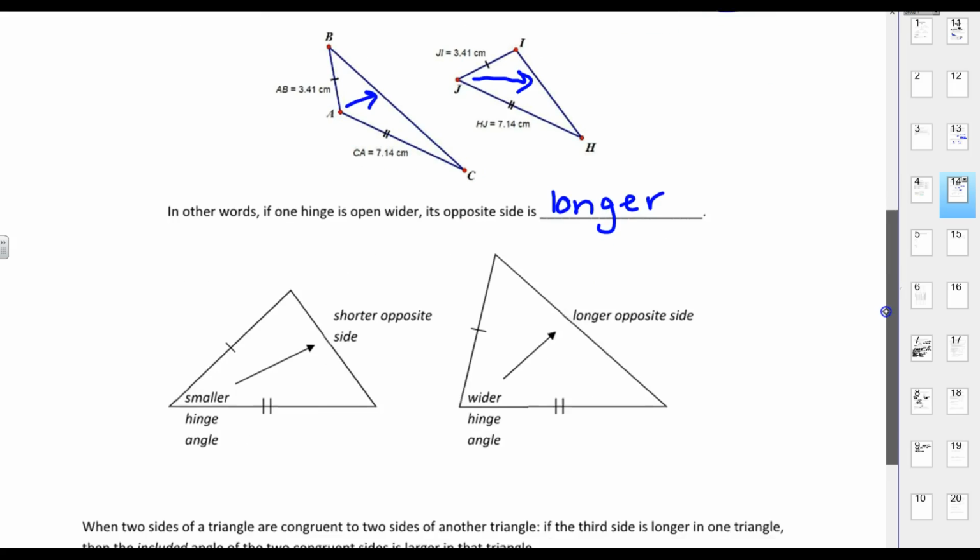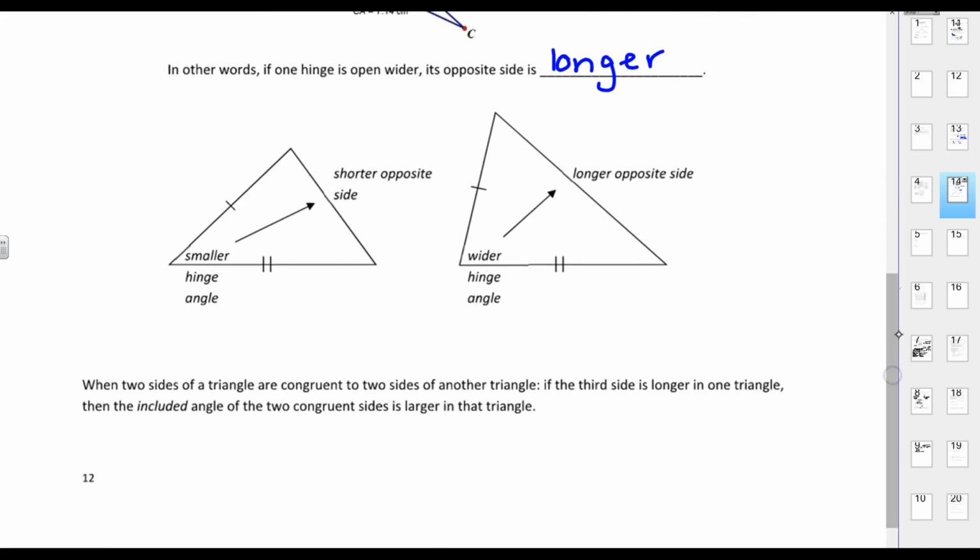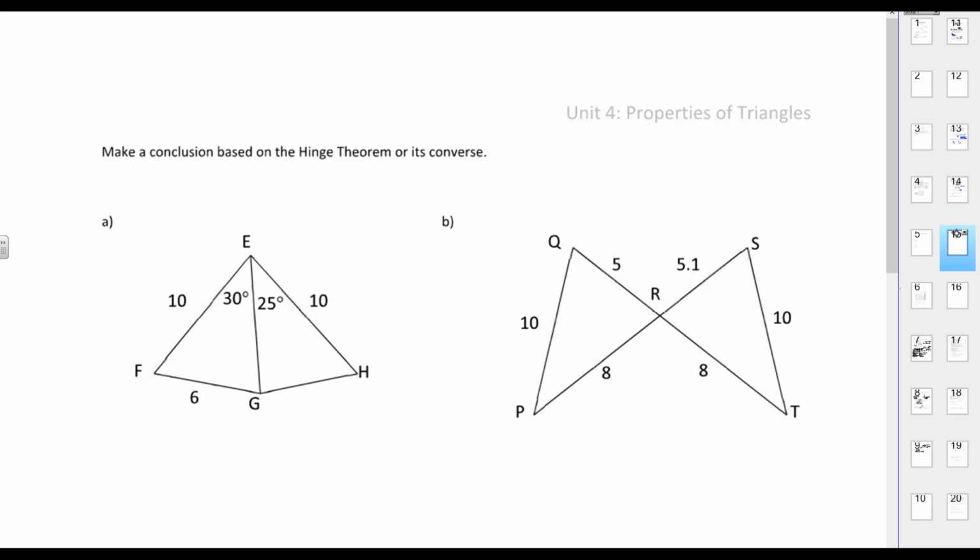Okay? And the reverse holds true. If I know that the opposite side is larger, then the angle is wider. Okay? So let's take a look at a couple of examples of this. Here, I want to draw a conclusion based on the Hinge theorem or its converse. Looking at this, I need to always look for my SAS pattern. I need two sides that are congruent.